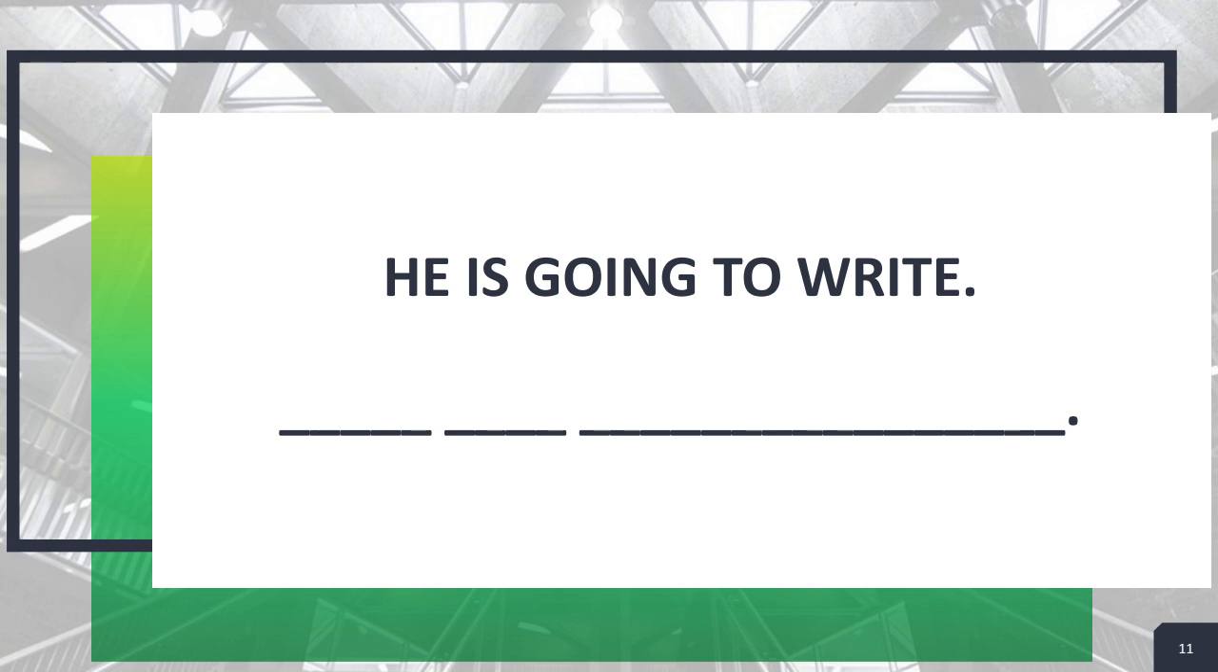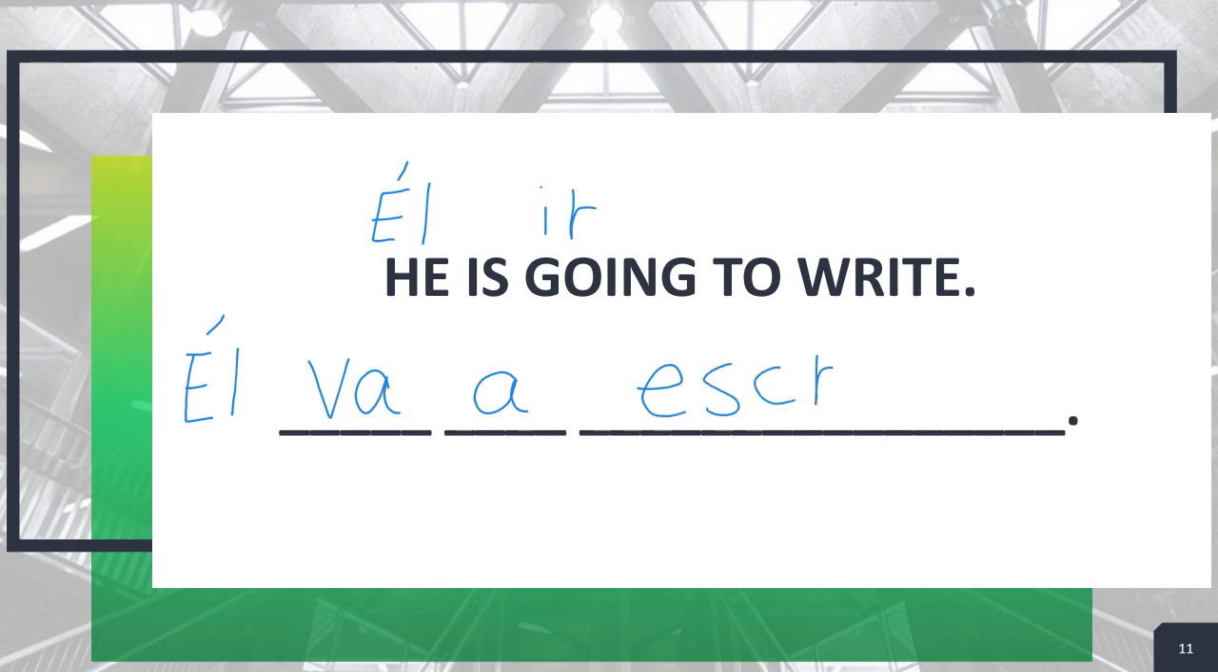Okay, and this is the last example I have for you. So we have he is going to write. He in Spanish is él. We don't necessarily have to write that down here, but we can if we want to. Is going, so we're going to conjugate our verb ir to match él. So él va. For to, it's a. And then for write, it's escribir.